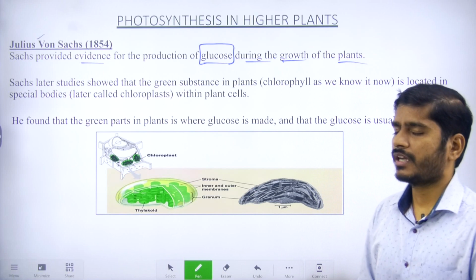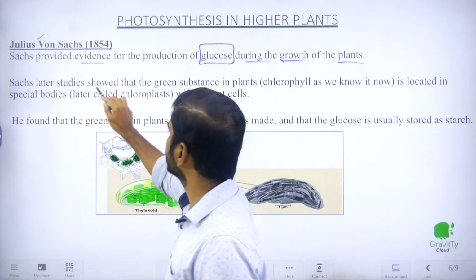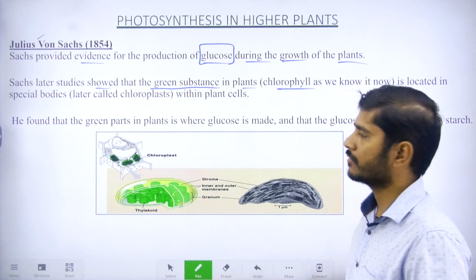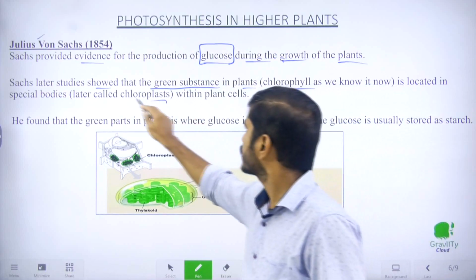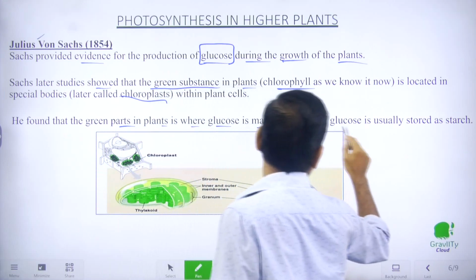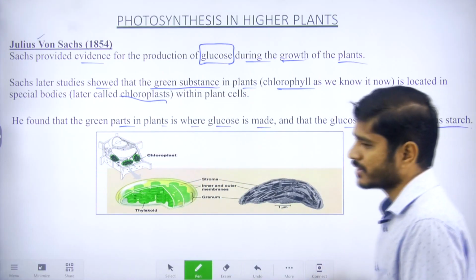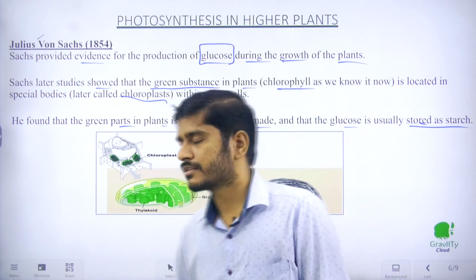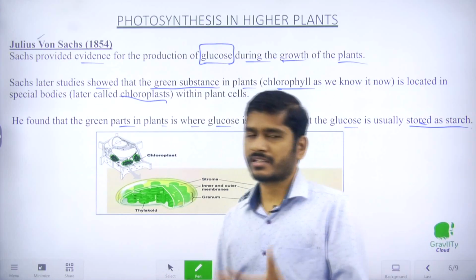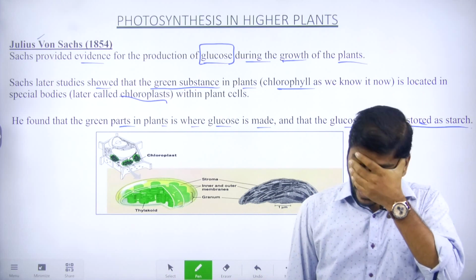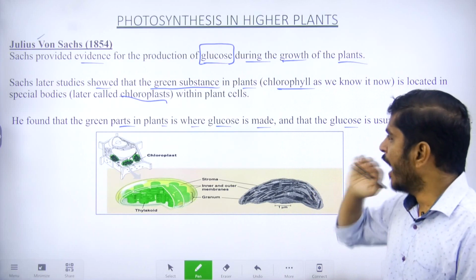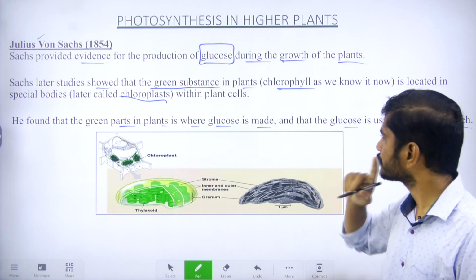Now there are some experiments again here. Later studies showed that the green substance in plants, I mean chlorophyll, now we call it that, but at the time it was not known as chlorophyll, is located in chloroplast. He found that the green parts in plants are where glucose is made and the glucose is usually stored as starch. Some series of experiments were done, and after all this it was confirmed, making these available for the plants.